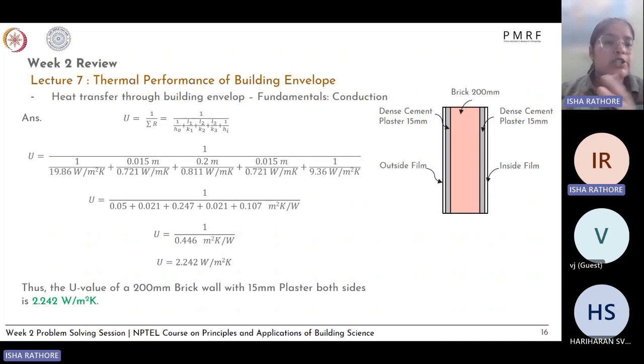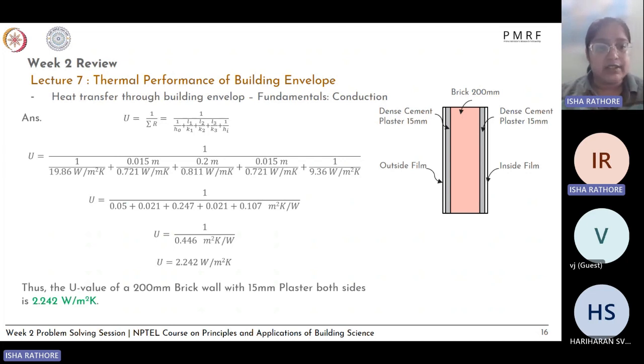So again, make sure that all of the units are correct. So temperatures in Kelvin and thickness is expressed in meters. All of the units are similar basically. And then we input the values which were given. So outside the air film coefficient is 19.86 watt per meter square Kelvin. So 1 by 19.86 plus thickness of the cement plaster is 15 mm.